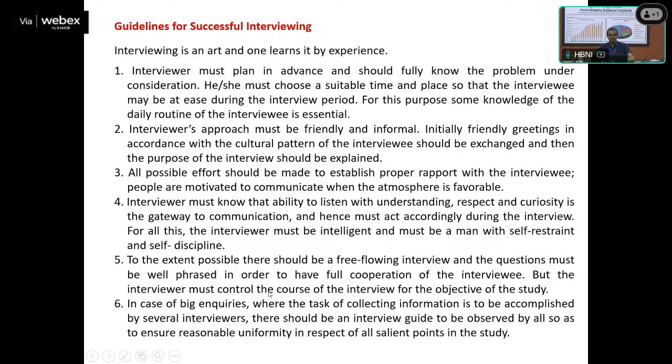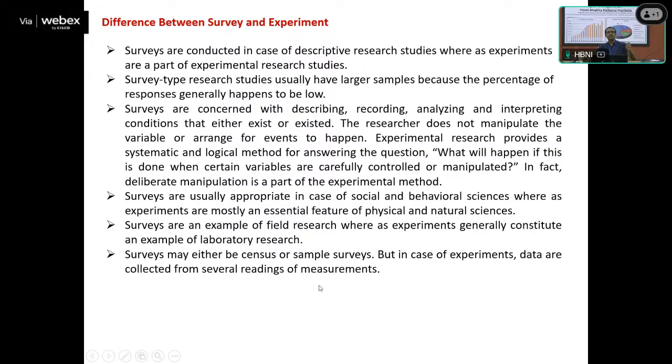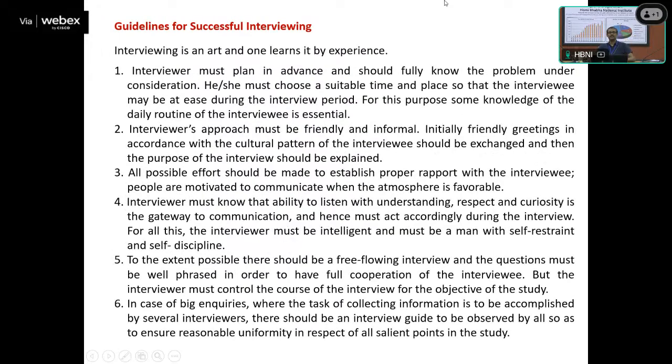But the interviewer must control the course of the interview for the objective of the study. In case of big inquiries, when the task of collecting information is to be accomplished by several interviewers, there should be an interview guide to be observed by all, so as to ensure reasonable uniformity in respect of all salient points in the study. So we discussed the guidelines for a successful interview. A lot depends upon the interviewer.